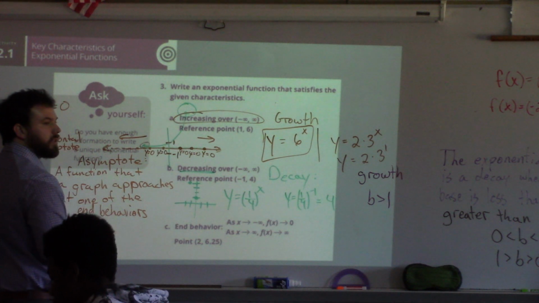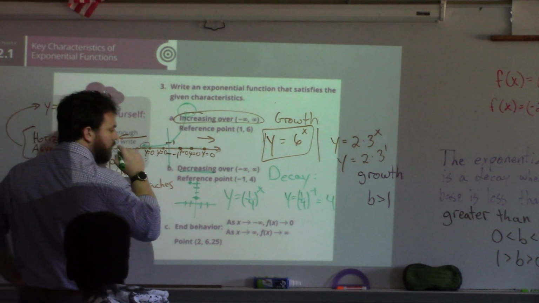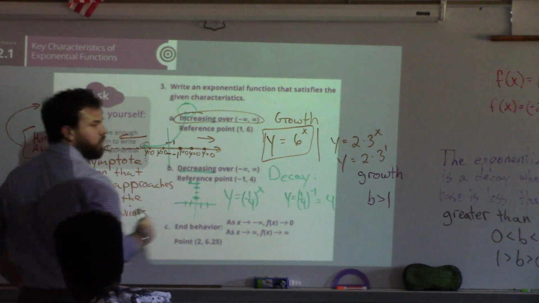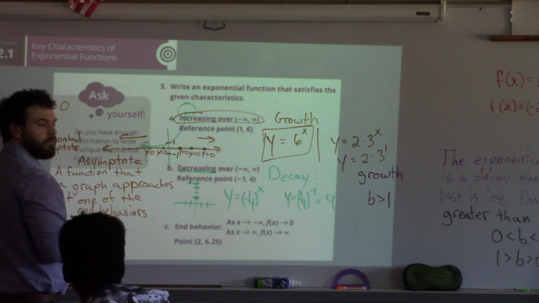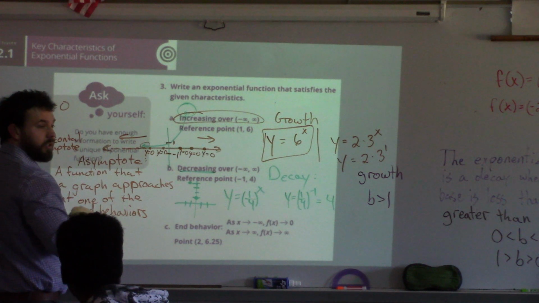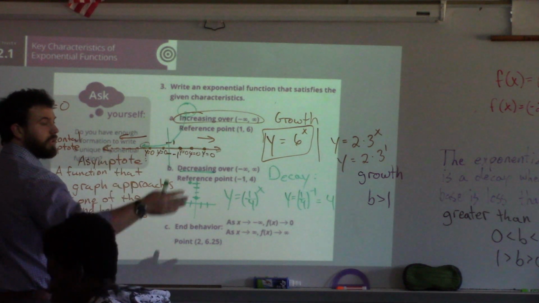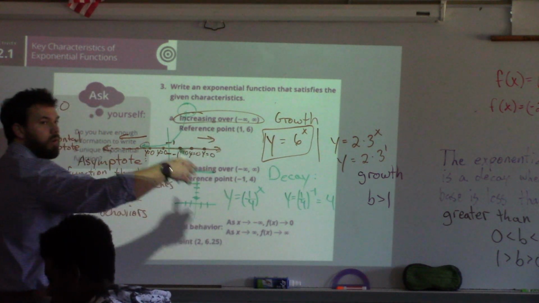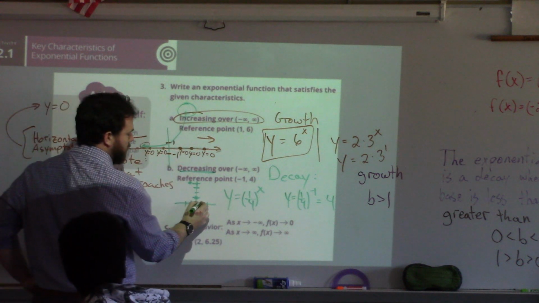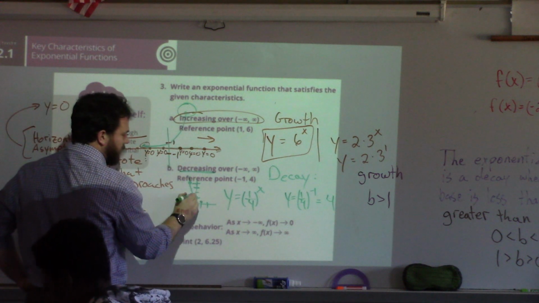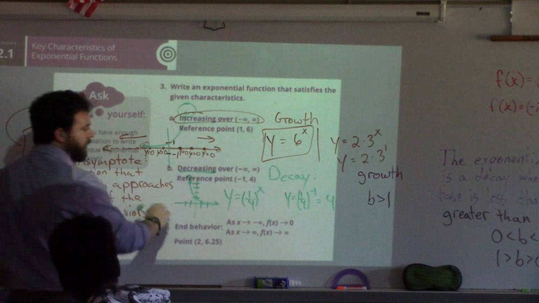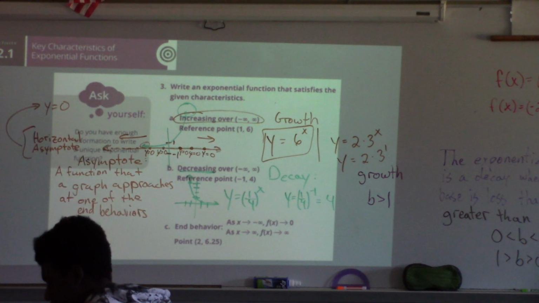Because what's anything raised to the 0? 1. And then what's 1/4 to the 1? 1/4. That's one that should just jump out, right? Anything raised to the 1 is that thing. 1/4 to the 1 is just 1/4. So it would look something like this, because I know it has that horizontal asymptote again of y equals 0.